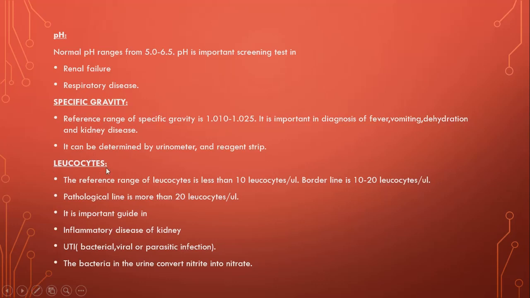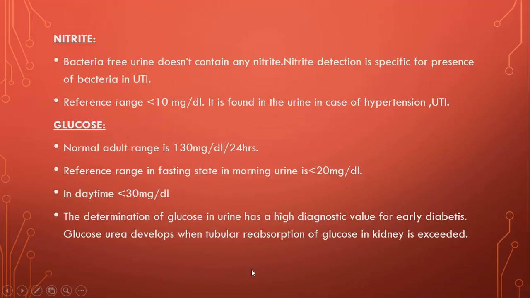Now leukocytes, the reference range for leukocytes is less than 10 leukocytes per microliter, which can be normal. Borderline is 10 to 20 leukocytes per microliter. And pathological line is more than 20 leukocytes per microliter. That means if there are more than 20 leukocytes per microliter, that is pathological. It is important guide in inflammatory diseases of the kidney, in UTI, where the bacteria in the urine convert nitrate into nitrite.